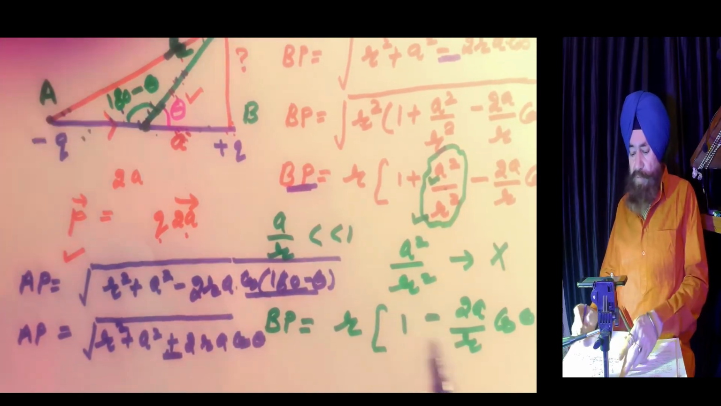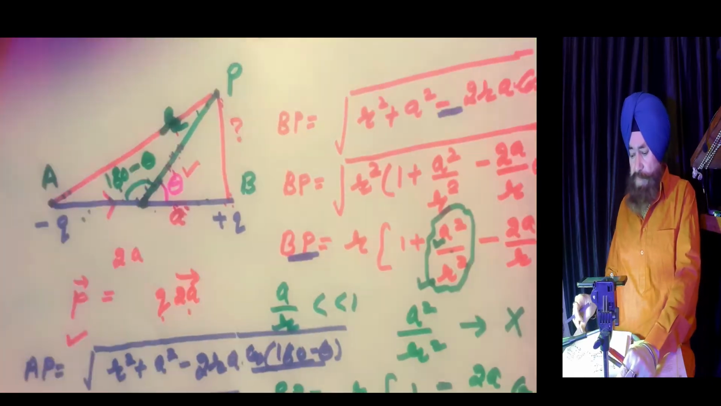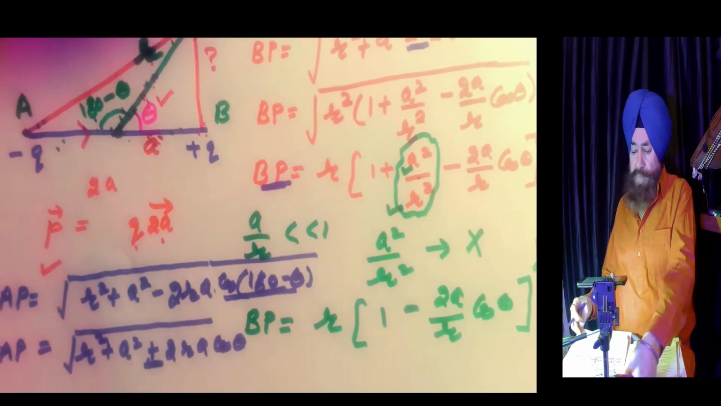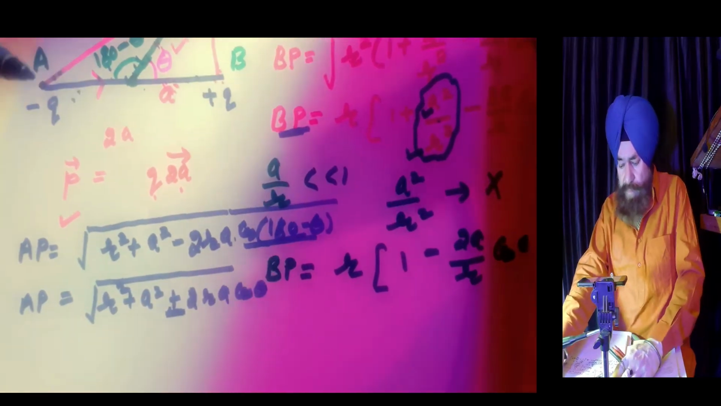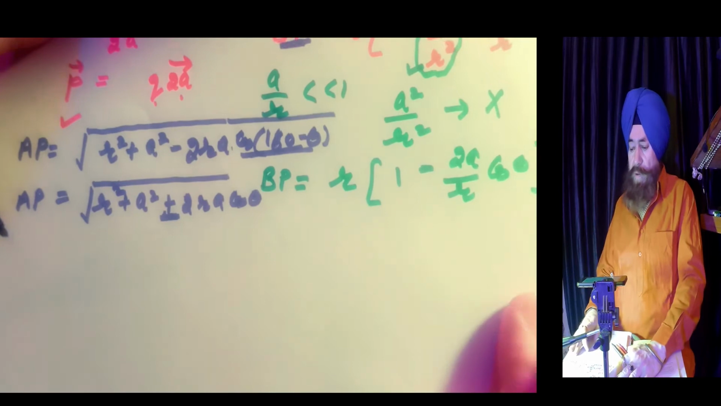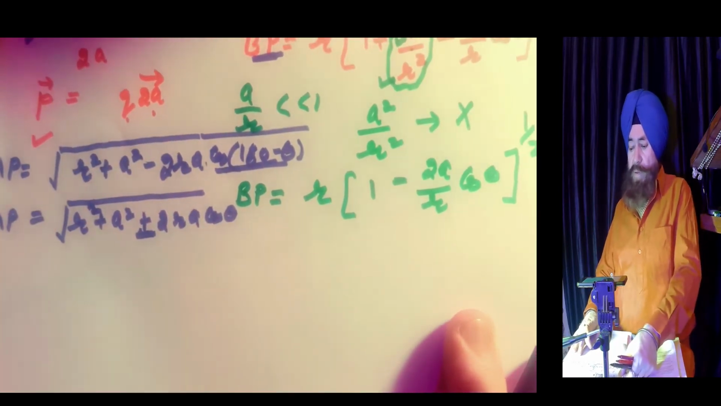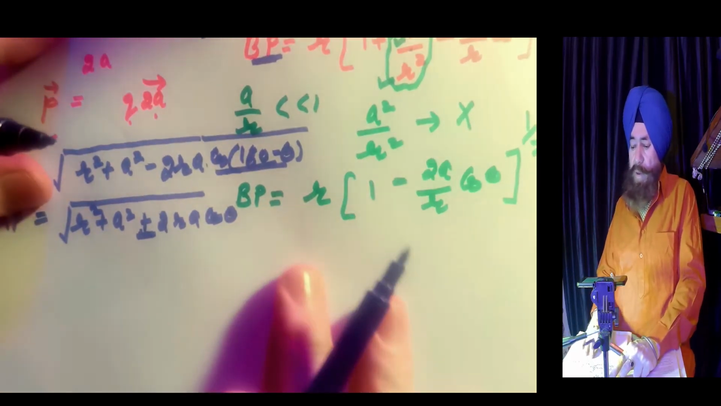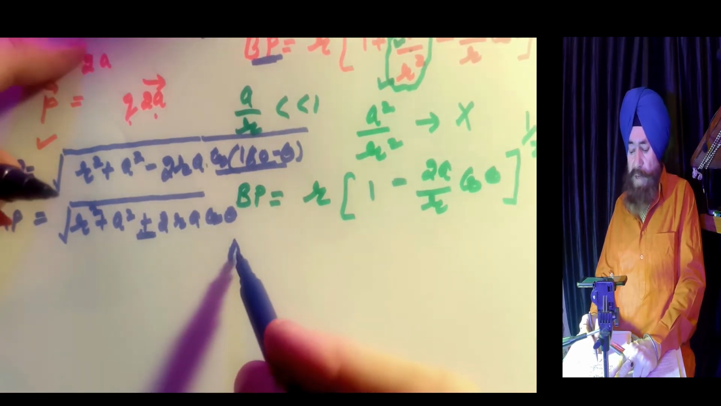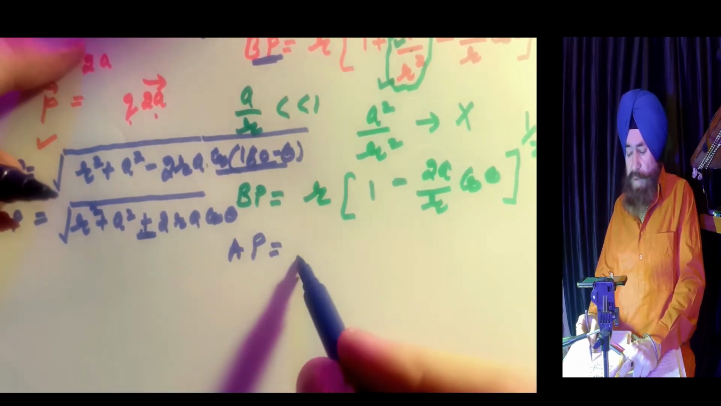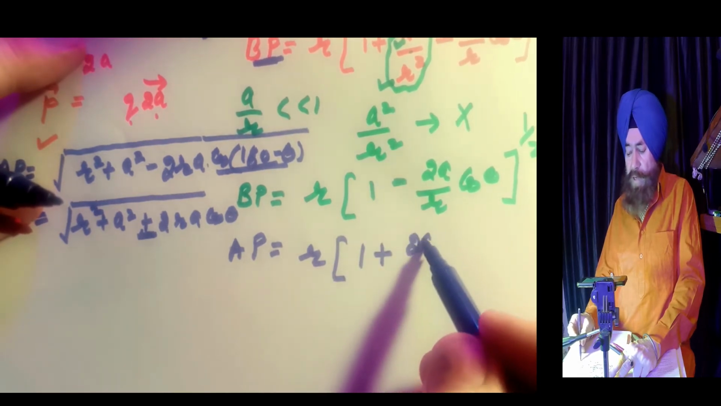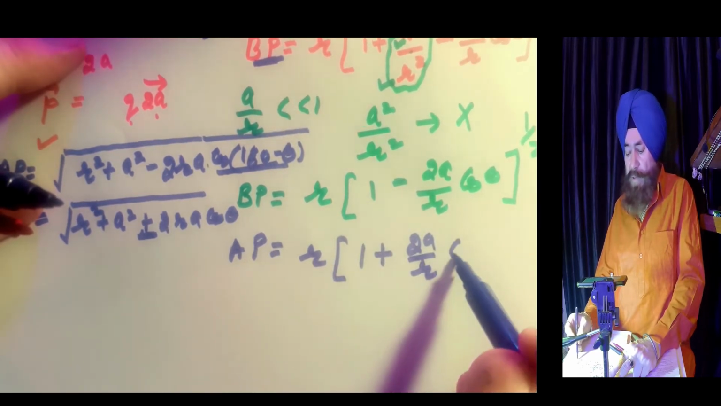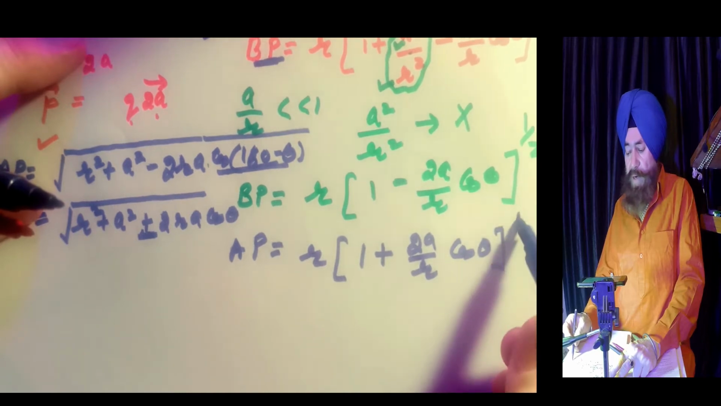So it implies the value of AP becomes R times 1 plus 2a upon R cos theta, to the power half.